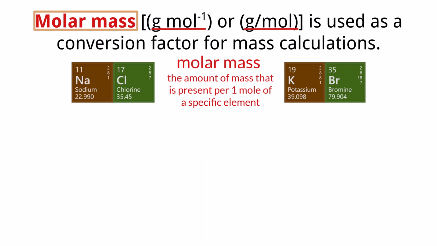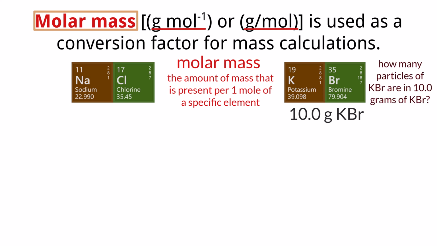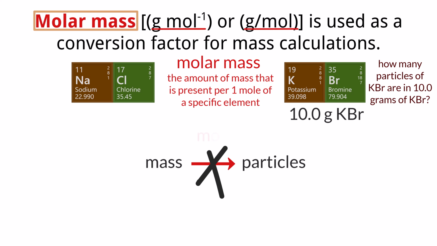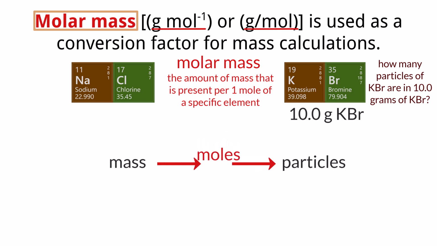Let's say a reaction we want to carry out requires 10.0 grams of potassium bromide, and we are curious of exactly how many particles of KBr we will be adding for this reaction. Before we start plugging numbers in for our calculation, let's map out exactly what we need to do for this two-step conversion. There is no conversion factor that bridges mass of a substance to the number of particles of that same substance. Since both mass and particles can be converted to moles, we will use this as our bridge.